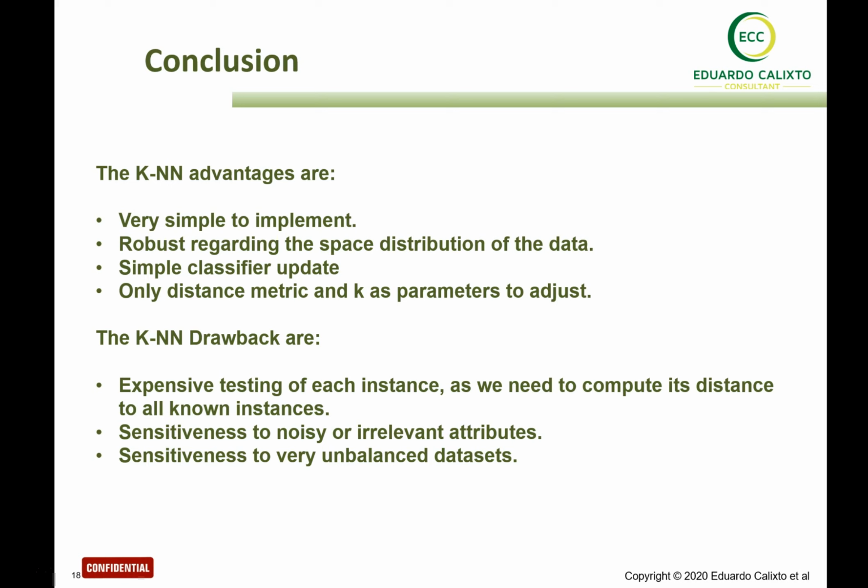The drawbacks are expensive testing for each instance, as we need to compute its distance to all known instances, and sensitiveness to noise from irrelevant attributes. For example, if you have a type of data set that has a lot of boundaries among the classes, or what I mean is sensitiveness to very unbalanced data sets. If you have a data set that is not quite organized in space, I will probably have misclassification.